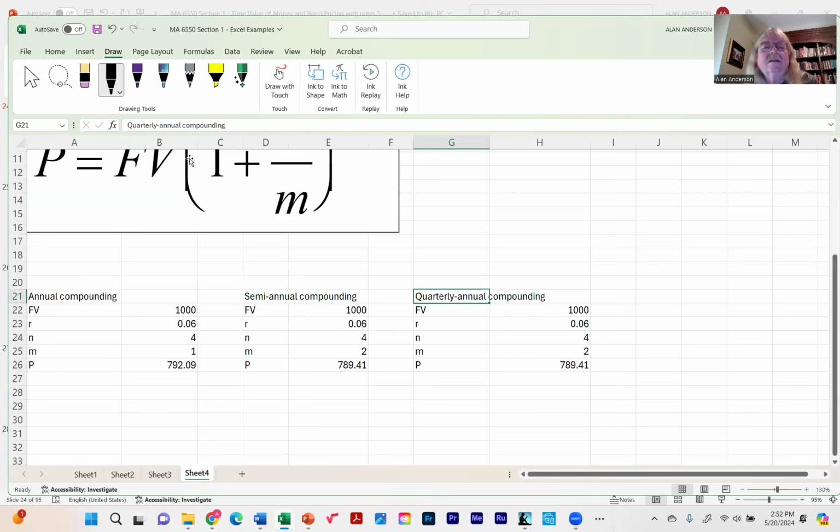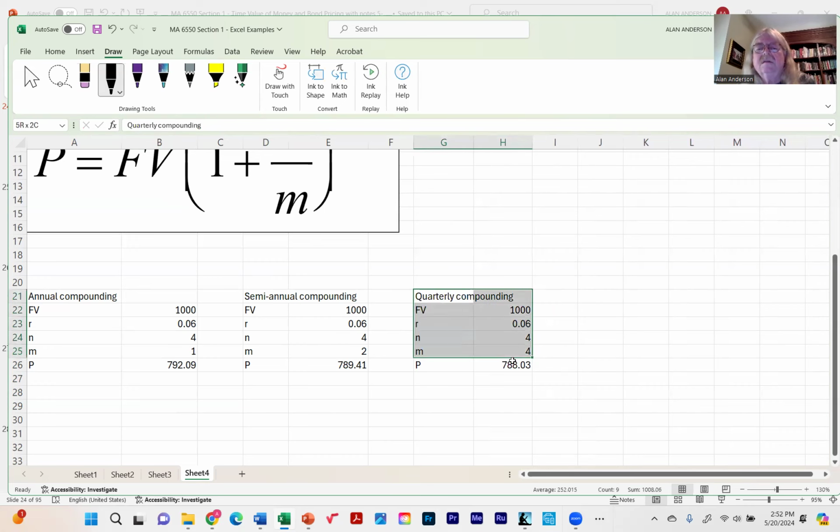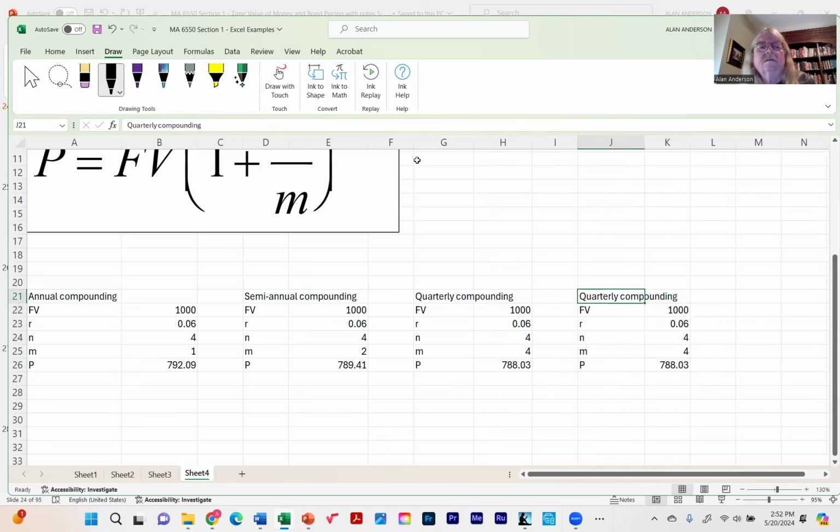Oops, no, not quarterly compound. M is 4. And then we'll have monthly. M is 12. And then daily.